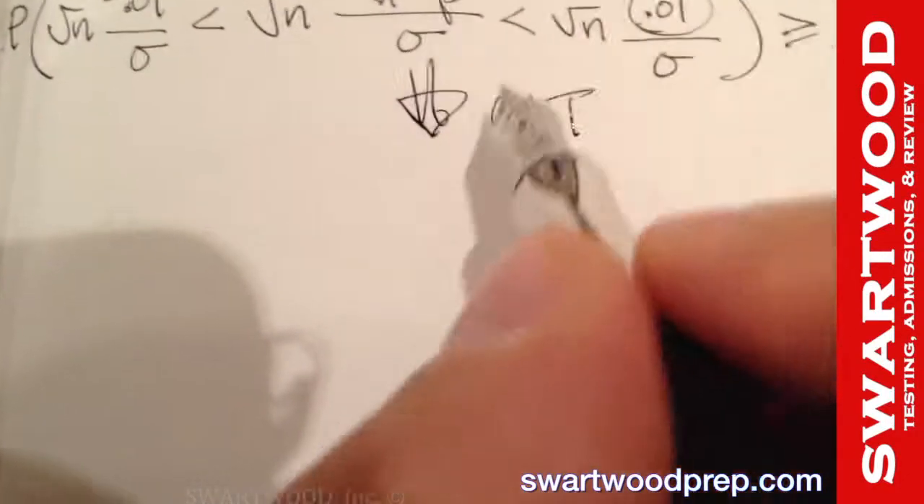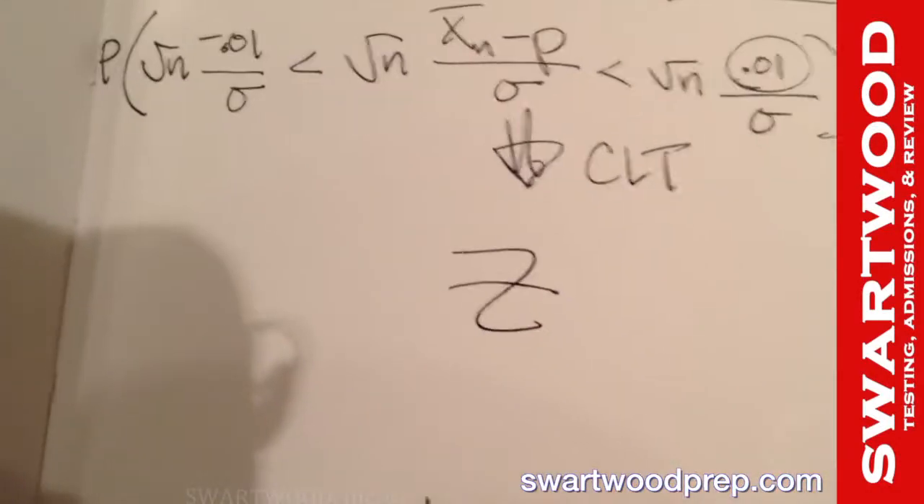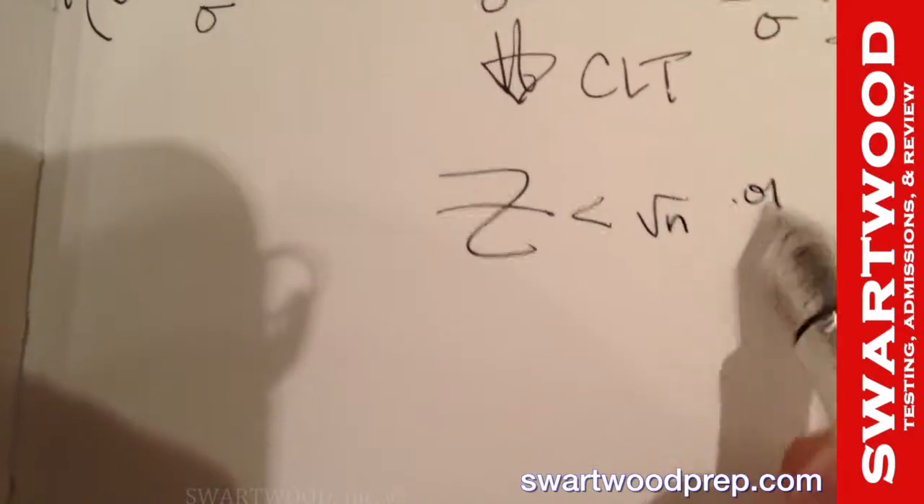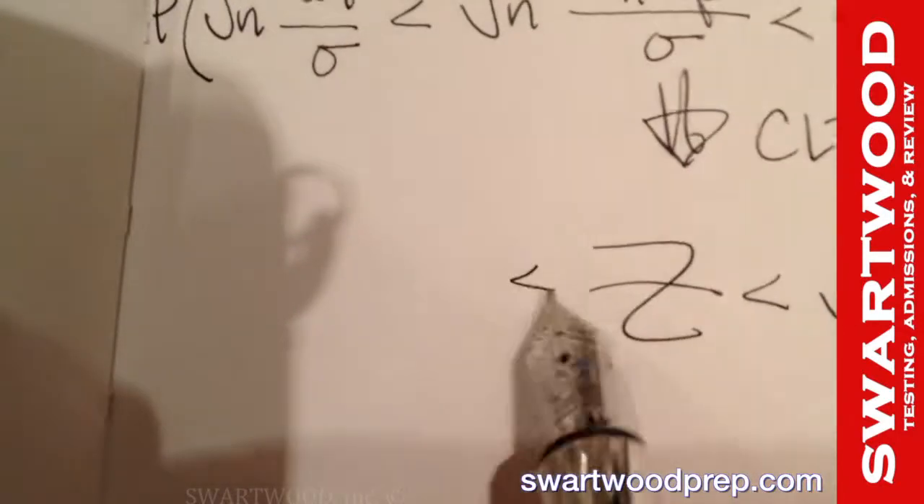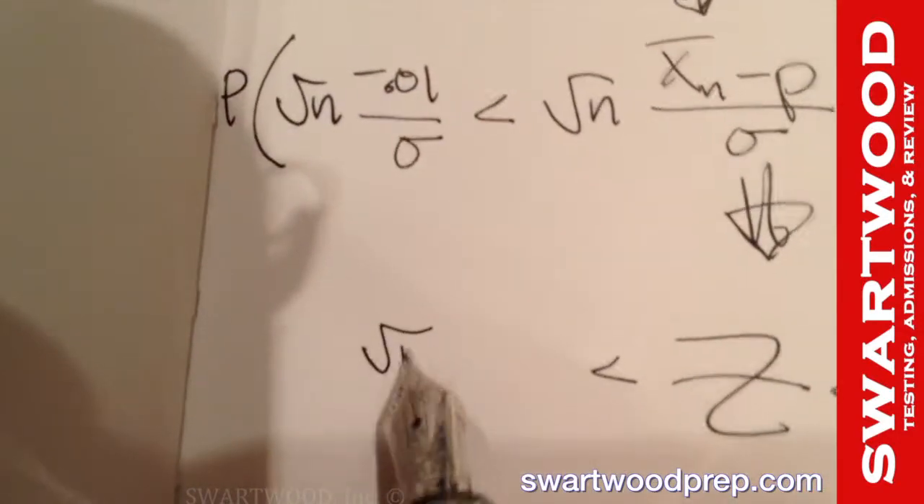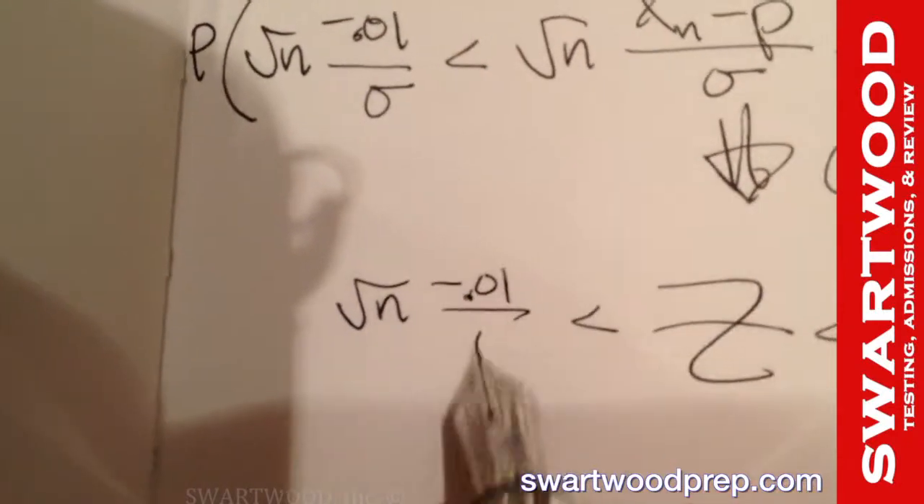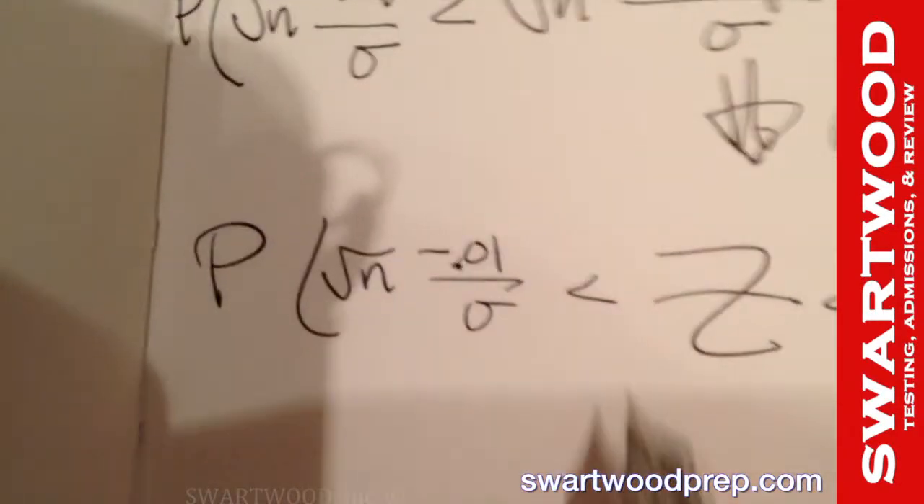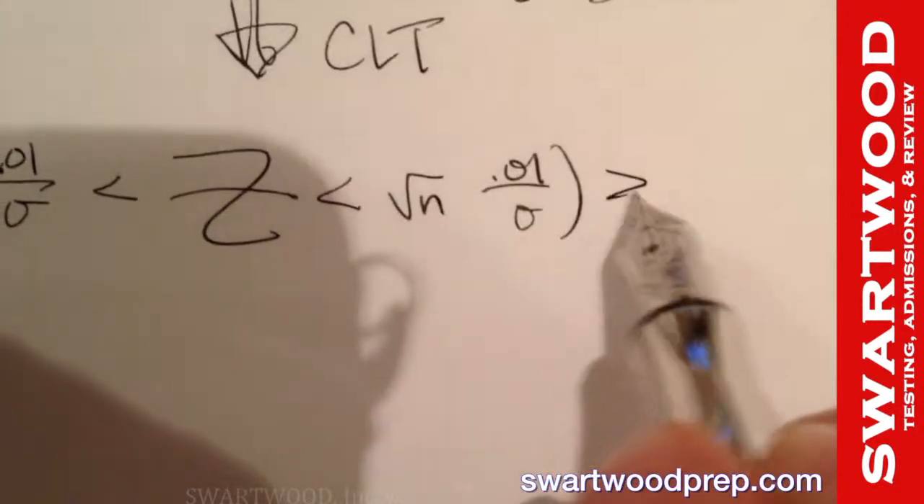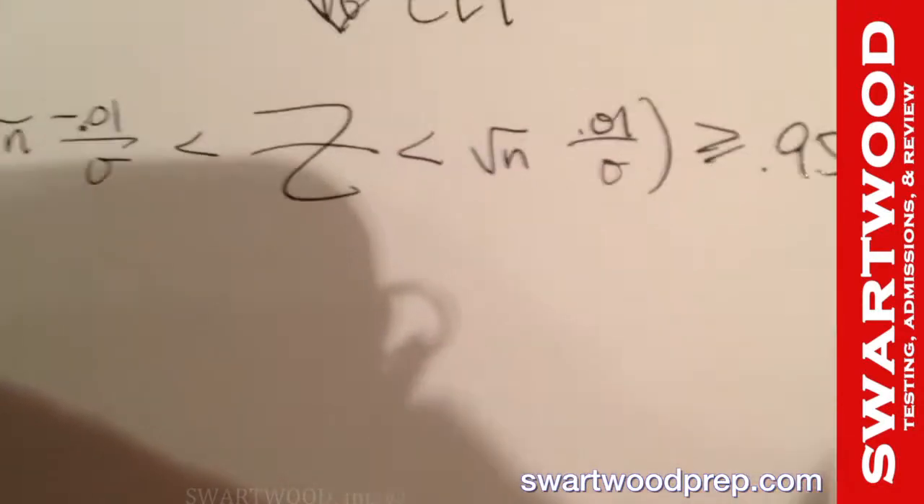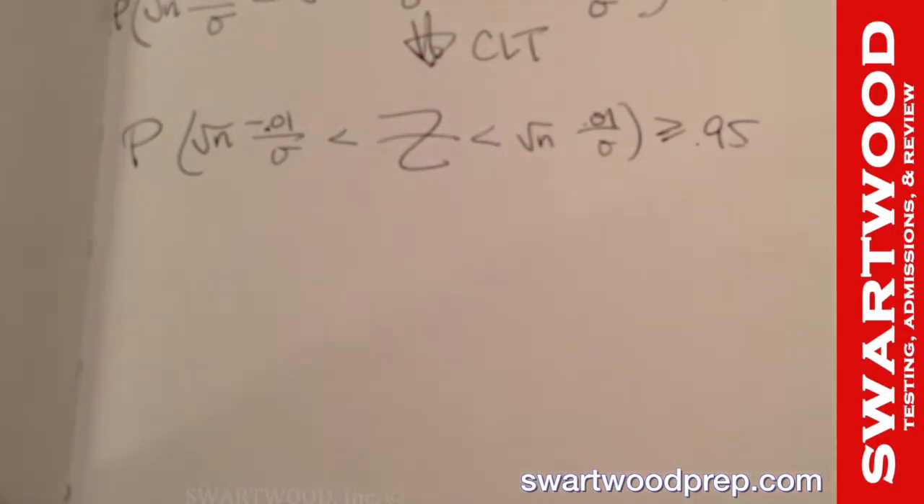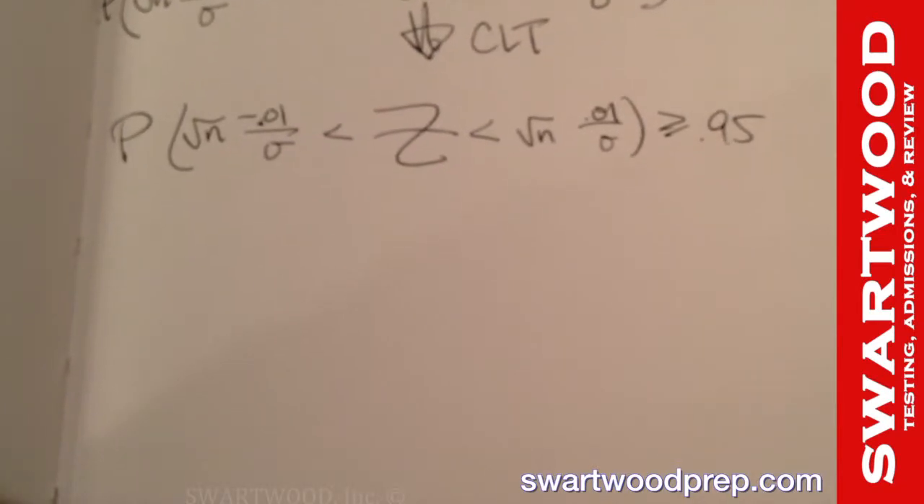So by the central limit theorem, you can just pretend this is a big fat z. Okay? Then I get square root of n 0.01 over sigma. On this side, I get square root of n negative 0.01 over sigma. And I get the probability of that. Okay? And all of this is greater than 0.95. Let me pan back so you can see that. That's what the central limit theorem lets you do.